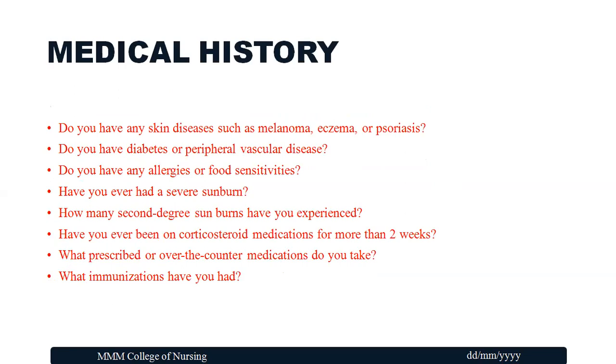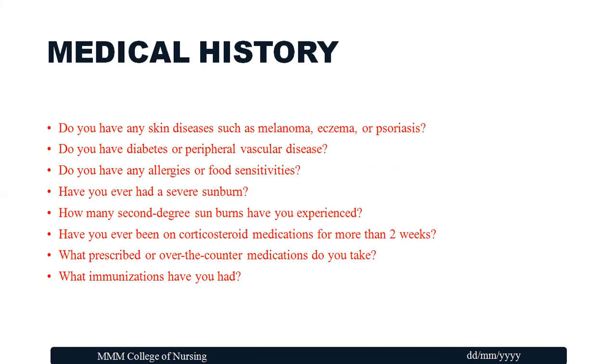Medical history. When it comes to medical history, you will have to ask the patient about any sickness. Have any skin diseases such as melanoma, eczema, or psoriasis occurred? Do you have any diabetes or peripheral vascular disease? Do you have any allergies or food sensitivities? Have you ever had a severe sunburn?